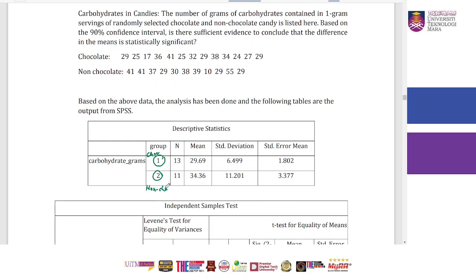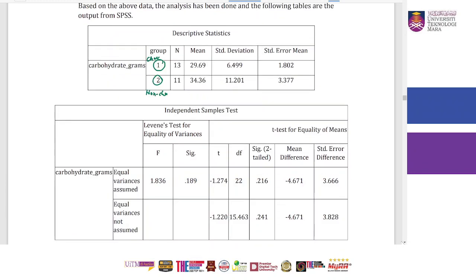Okay, macam mana saya tahu chocolate dengan non-chocolate? Sebab tengok dia punya bilangan data lah. So yang ni ada 13, yang ni ada 11. So of course yang chocolate ni lebih banyak kan. And here from the table output, so this output is obtained from the SPSS. So this output is given from the SPSS punya table.